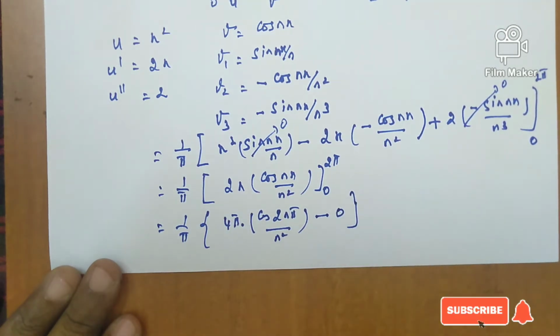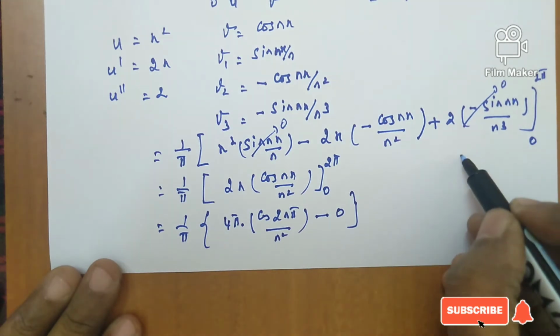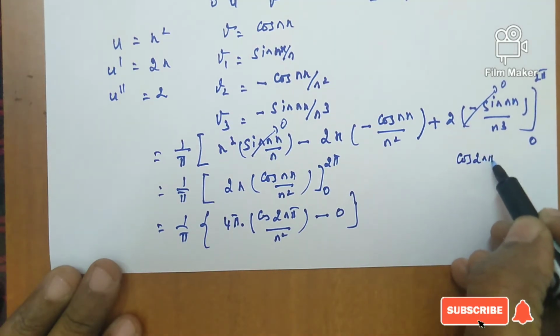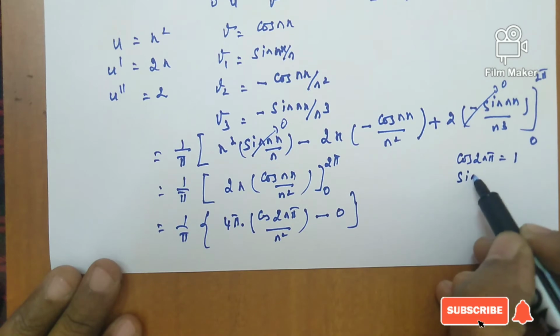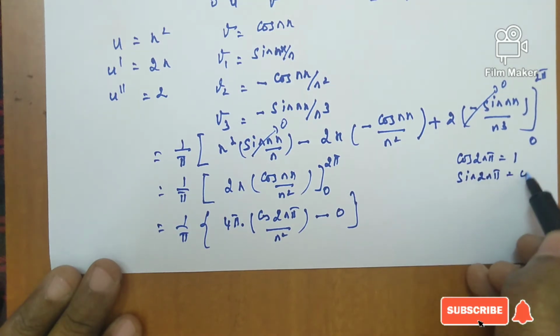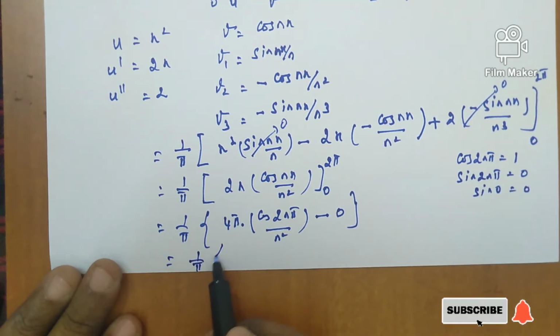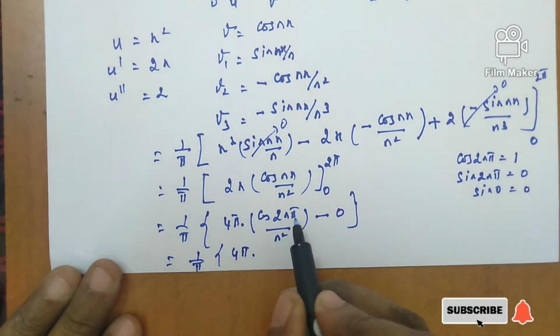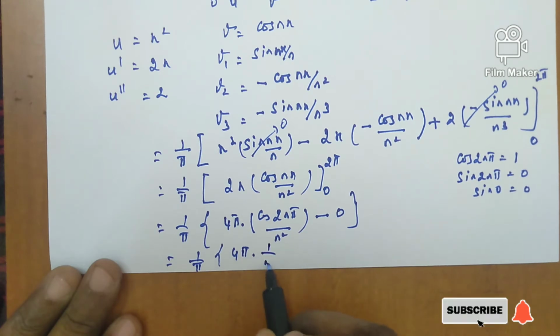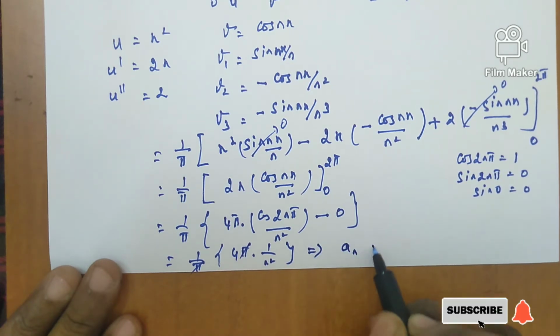This is the way we have to apply the limit. We know the values: cos 2n pi is 1, sin 2n pi is 0, and sin 0 is also 0. That's why we are making those terms 0. So what will happen here? It is 1 by pi into 4 pi, cos 2n pi is 1, so 1 by n square. You can strike out pi and pi. So an is equal to 4 by n square.